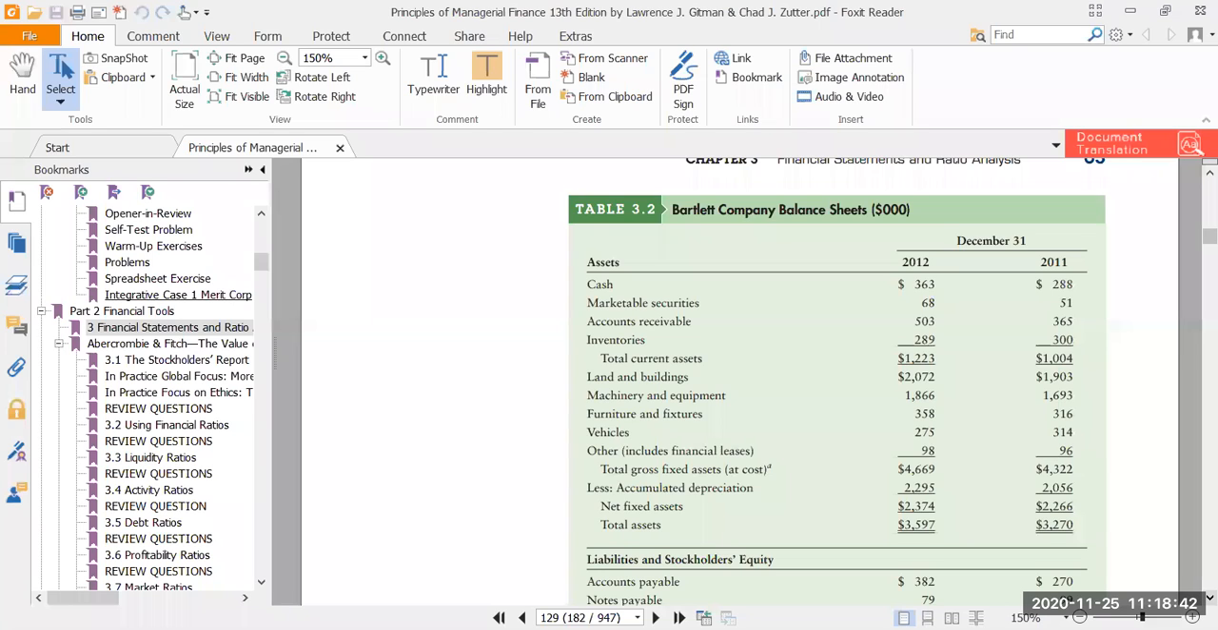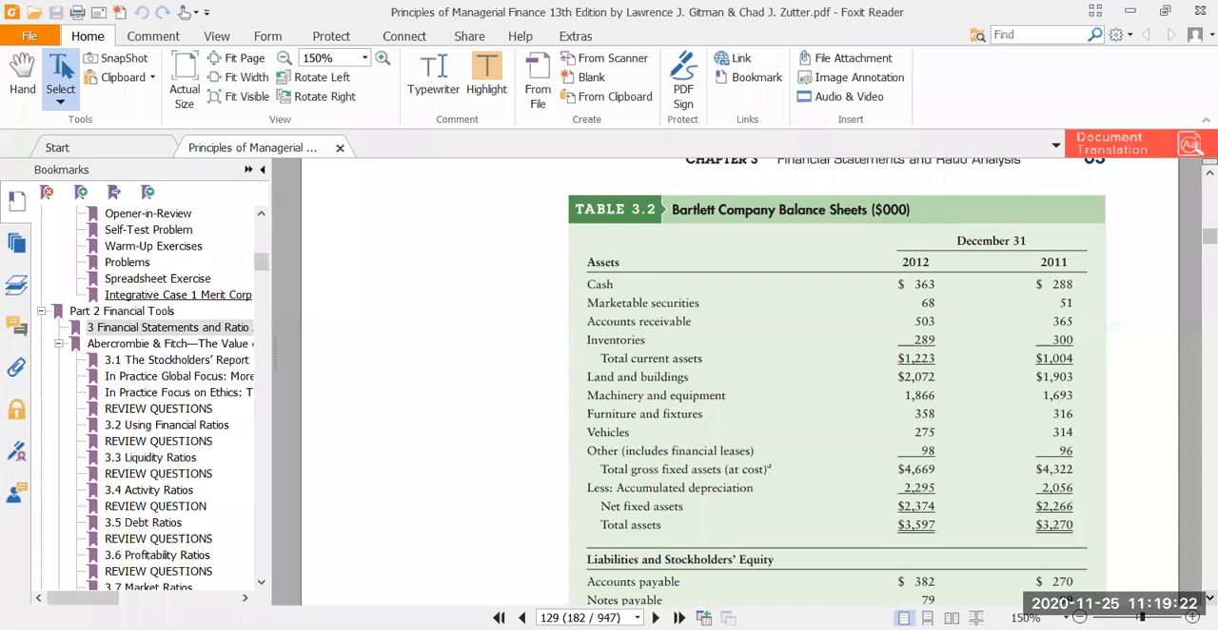This is again the Bartlett company, whose balance sheet is given, and all the figures are again given in thousands of dollars. On the left hand side, at the top, you can see written assets, which are cash, then marketable securities, accounts receivable, inventories, total current assets, land and building. Then there is machinery and equipment, furniture and fixtures, vehicles, and all other financial assets. We are going to less the accumulated depreciation, then there are net fixed assets, and then total assets.